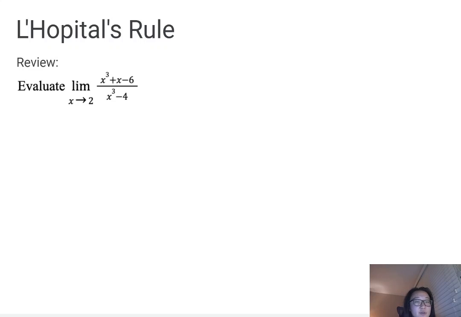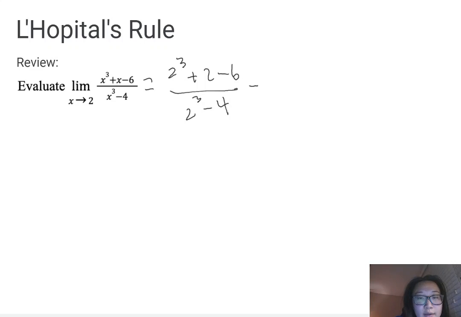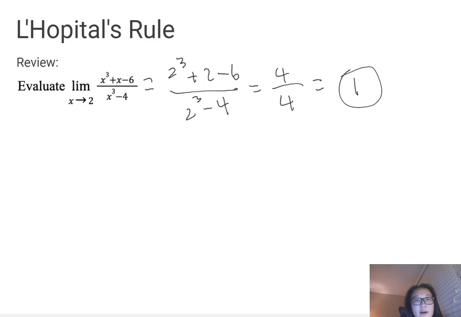Evaluate the limit as x approaches 2 of x cubed plus x minus 6 over x cubed minus 4. Simple enough, all we really do right here is substitute 2 in for x and solve. So 2 cubed plus 2 minus 6 over 2 cubed minus 4 is our new equation. Then we get 8 plus 2 minus 6, which is 4 in the numerator, and 8 minus 4 in the denominator, so 4 over 4. So our final answer would be 1 for this problem. Simple enough, it's just substituting in our values.